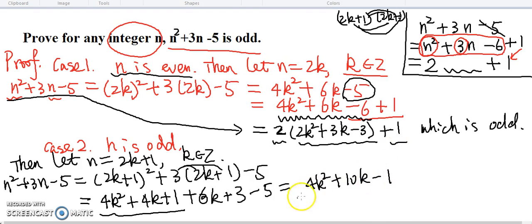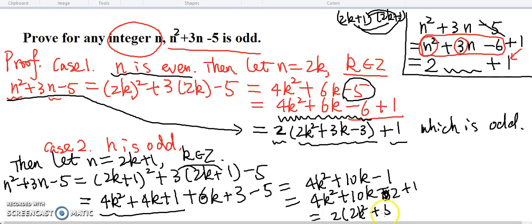And again, we need a plus 1. So I'm going to replace this minus 1 with minus 2 plus 1, because negative 2 plus 1 will still give us a negative 1. And we can factor out a 2 out of the first 3 terms. And this is still odd.